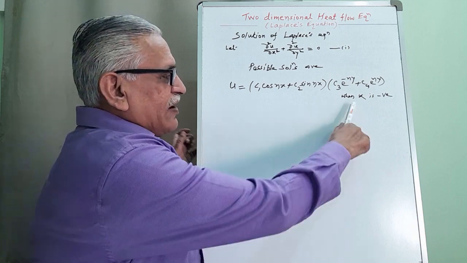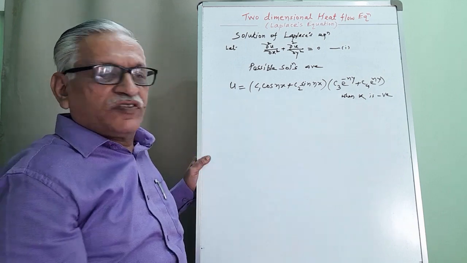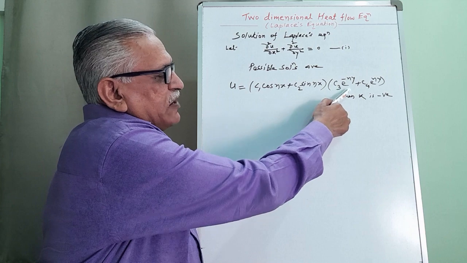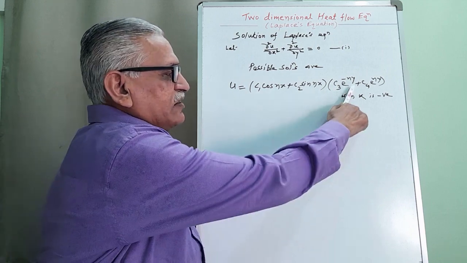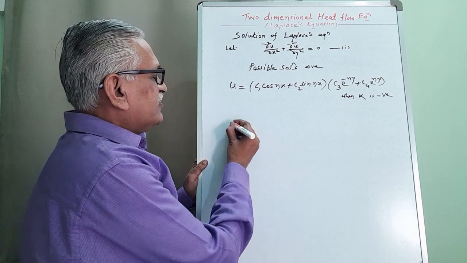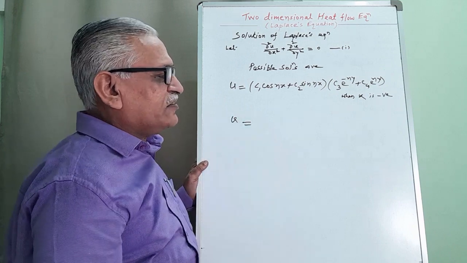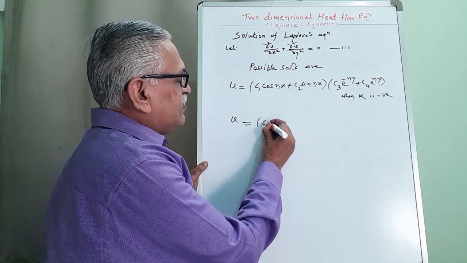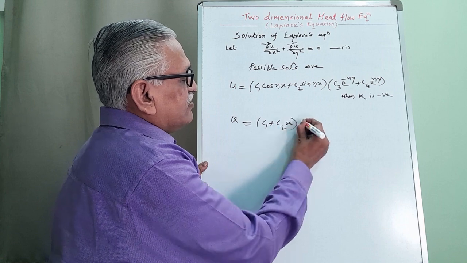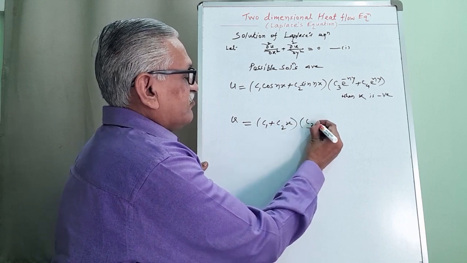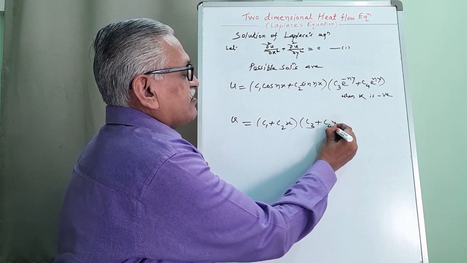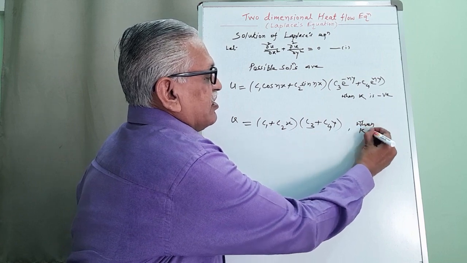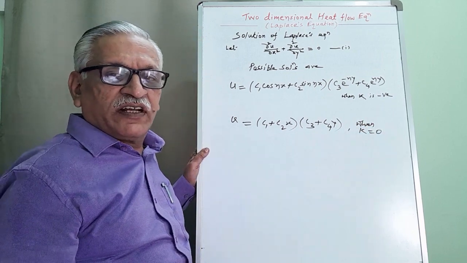The first case, when the value of k is negative, at that time we have the solution as u equals C1 cos of nx plus C2 sin of nx multiplied by C3 e raised to minus ny plus C4 e raised to ny. Second possible solution, when k is 0, at that time we have C1 plus C2x multiplied by C3 plus C4y when k equals 0. This is the second possible solution.